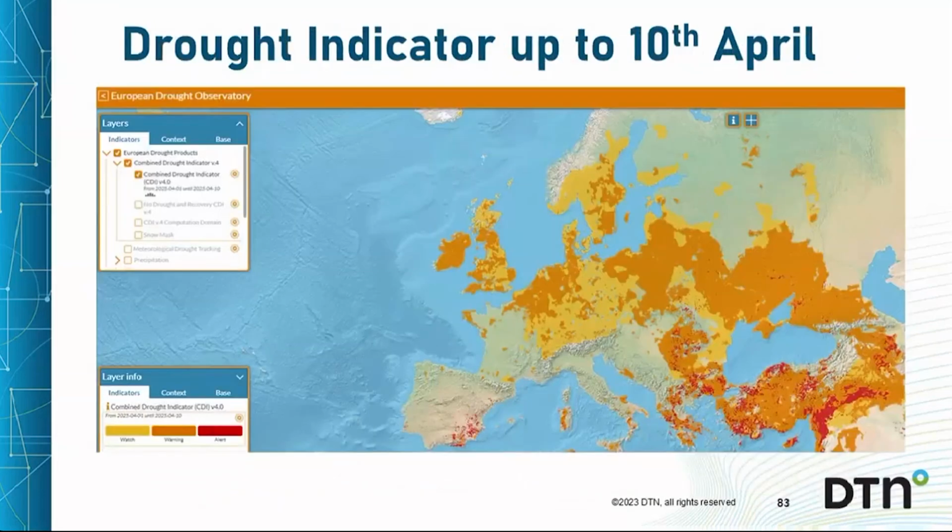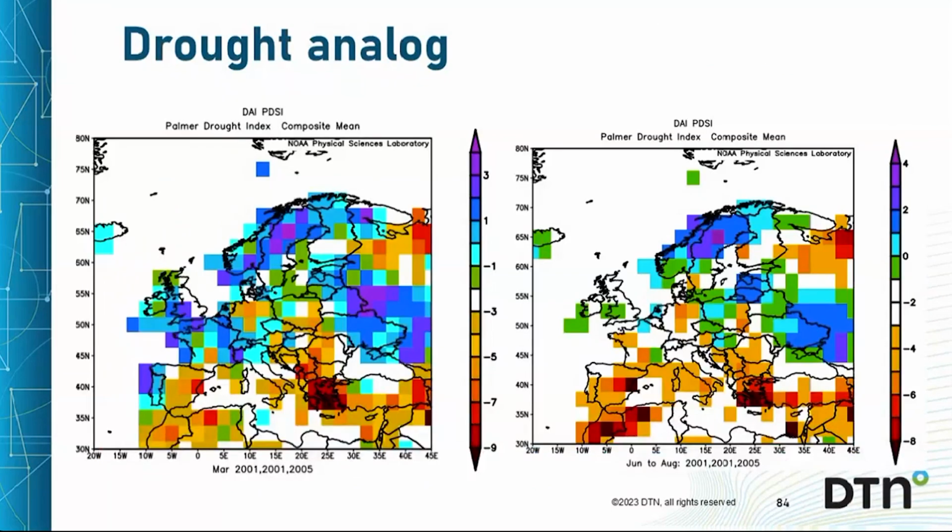A reminder of the drought situation at the moment. Lots of watches, warnings, even alerts across Europe, especially Central to Eastern Europe and far Southeast in particular. And here's a rather coarse but potentially useful look at the Palmer Drought Index analog for March and for the June to August period, showing those drought risks for parts of Southeastern Europe there.